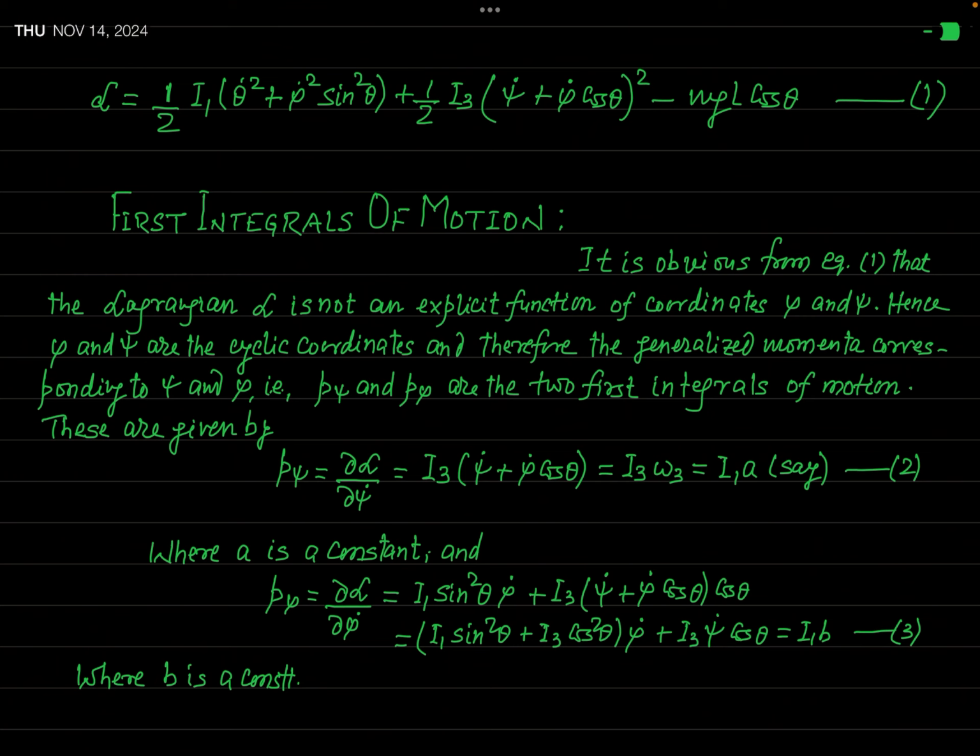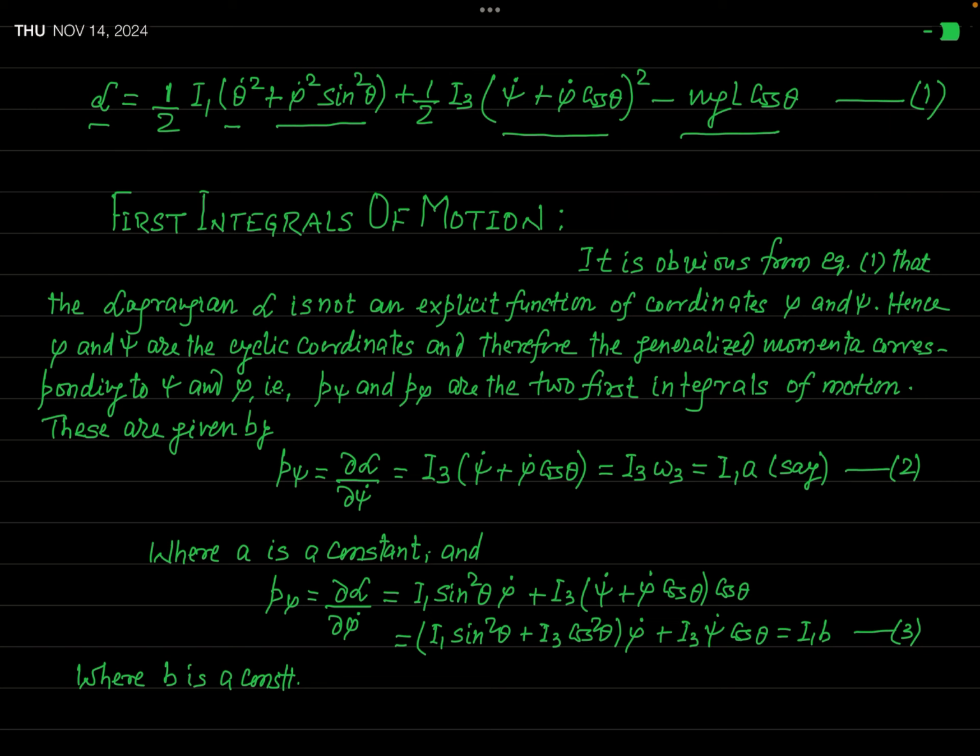So I have directly written, after simplification you will see that L is equal to 1 over 2 I1 times theta dot square plus phi dot square sine square theta plus 1 over 2 I3 omega 3 square, but omega 3 is this much, so this is psi dot plus phi dot cos theta whole square, minus mgl cos theta, okay.